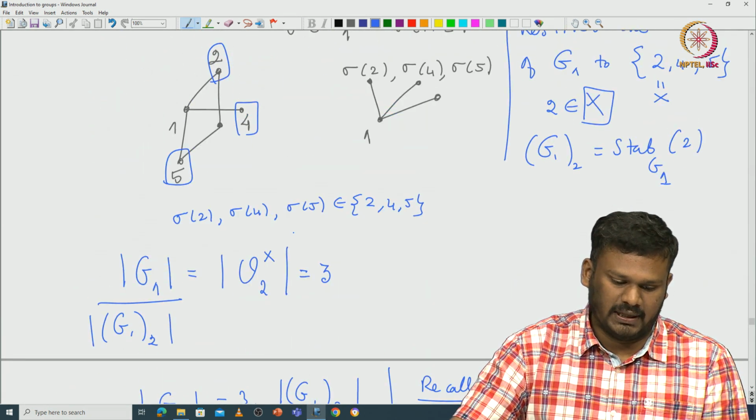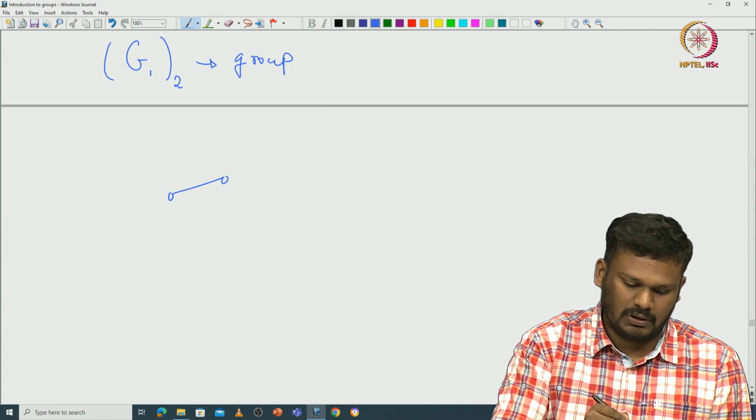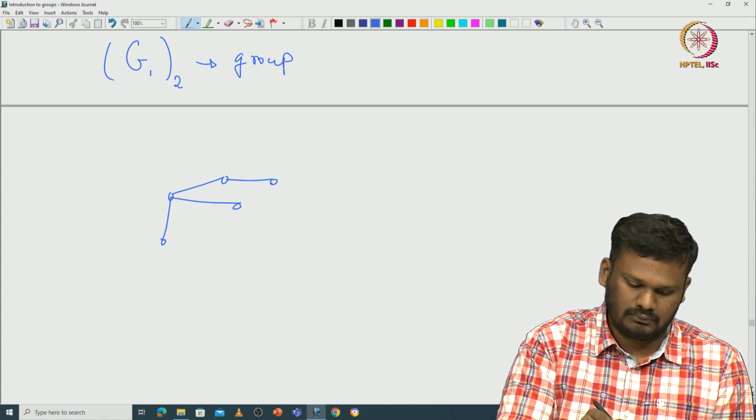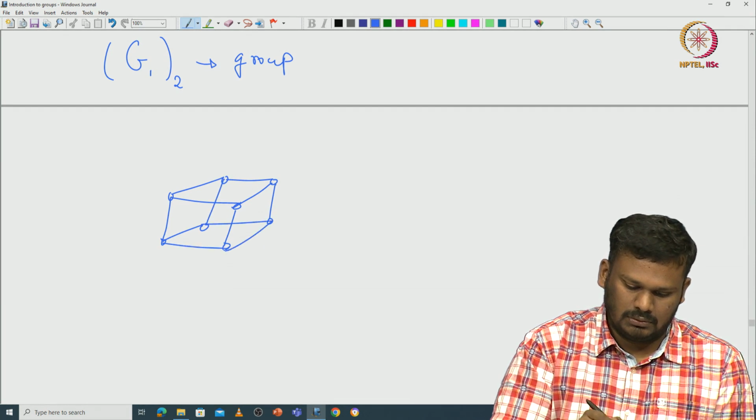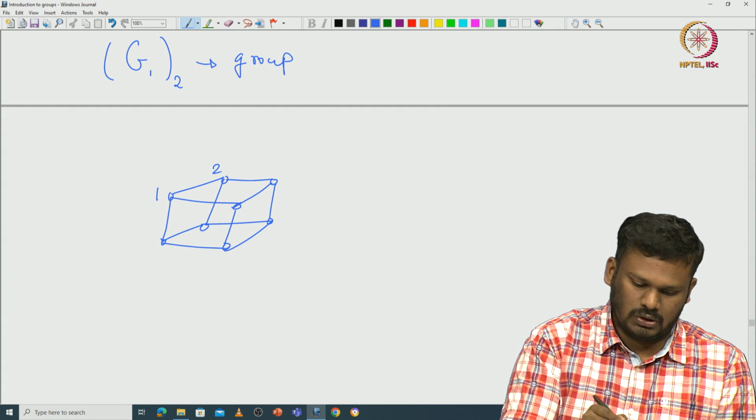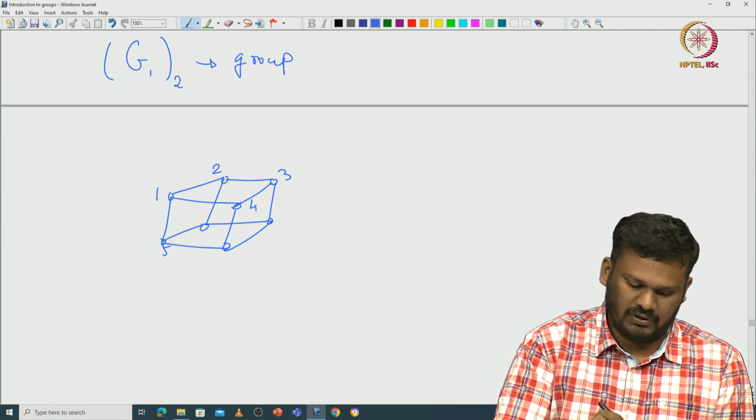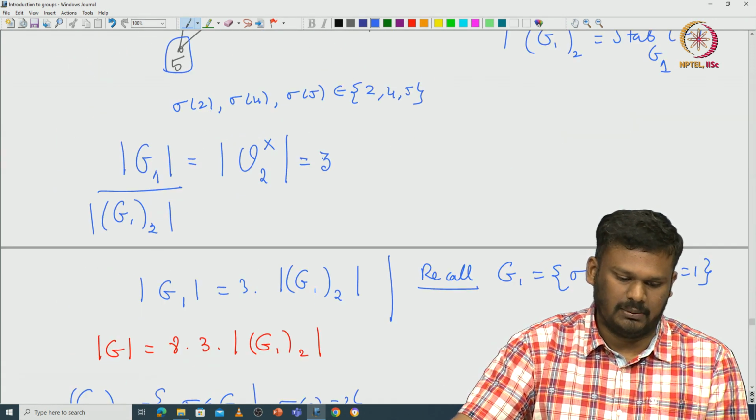So, go back to our diagram. Let me redraw it here. So, this is 1, 2, 3, 4, 5, 6, 7, 8. Let us double check the labeling.